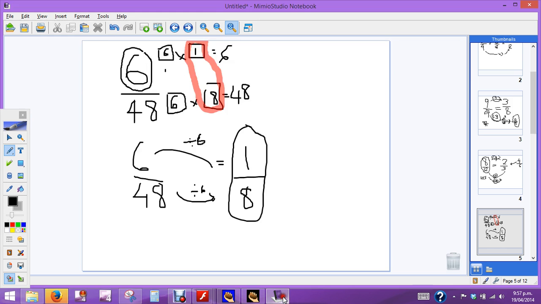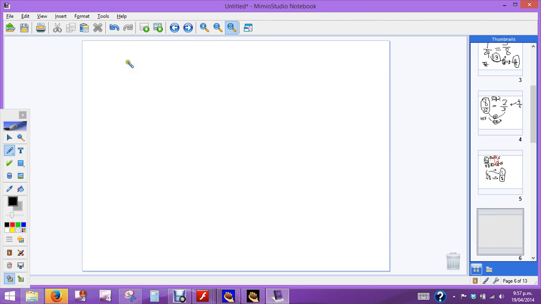Let's do some different ones. Let's find some challenges. I think I will do 18 out of 24. I'm going to do 14 out of 21. And I'm going to do 18 out of 72. If I'm good with my timetables, I can cancel these down and simplify them.